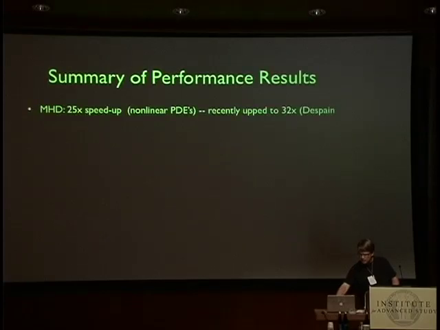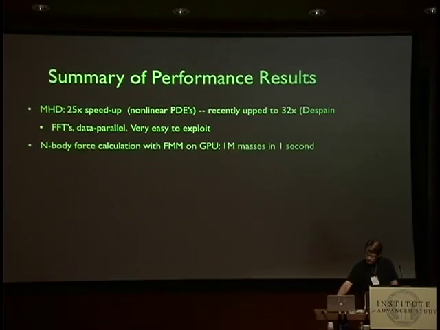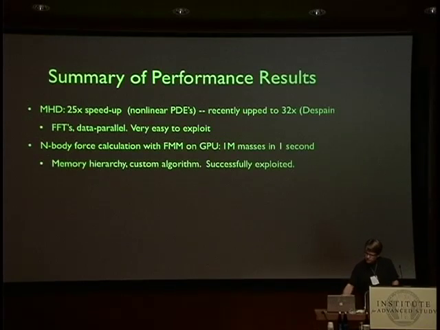Okay, so our results were that we were doing these turbulence calculations in a pseudospectral way. It's very data parallel, very easy to code, very easy to exploit the GPUs for that, and it's still nonlinear PDEs of interest. We can get 25 to 30 times speedup. This N-body force calculation required heroic effort to manage the memory. I can't read the code. A very customized algorithm, but it works, it gives a correct answer, it's been verified, and it's pretty high performance, 1 million masses in a second calculating forces.